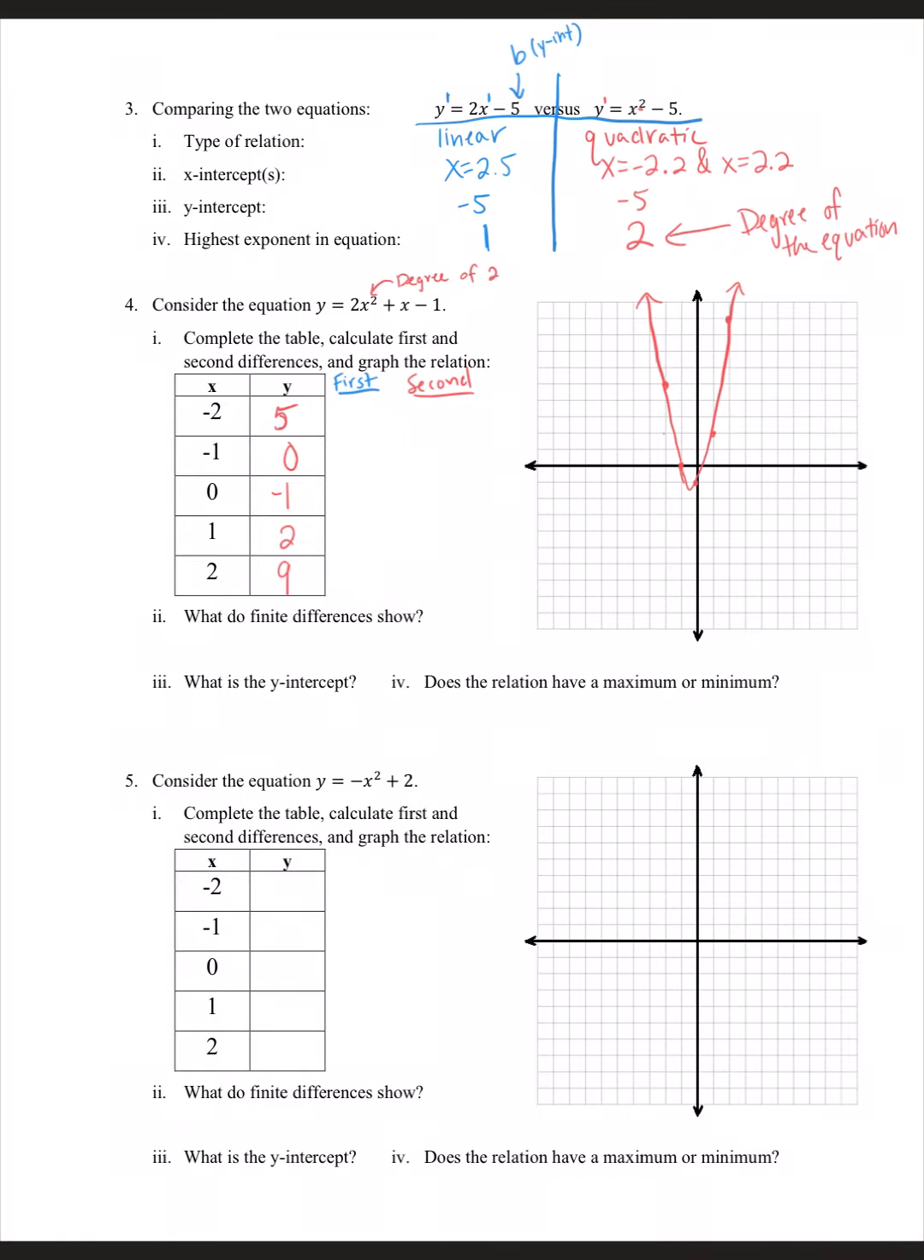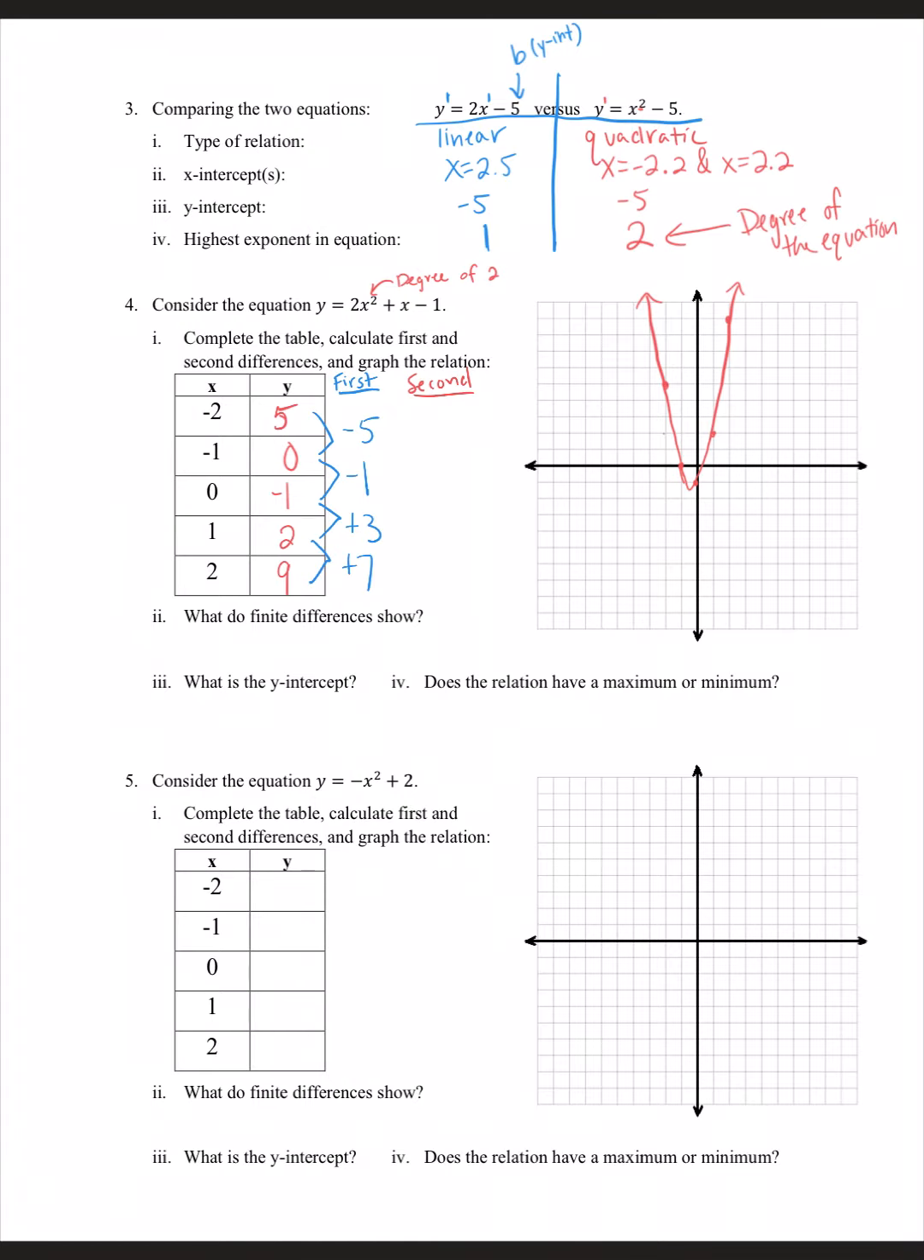If we look at the graph, it looks parabolic in shape, but let's also look at those first and second differences to kind of confirm our thinking here. So our first difference is we're going to compare the change in our y values. So as I go from a +5 to 0, I'm going down by 5. Then it goes down by 1. Then it looks like it goes up by 3, and then finally up by 7.